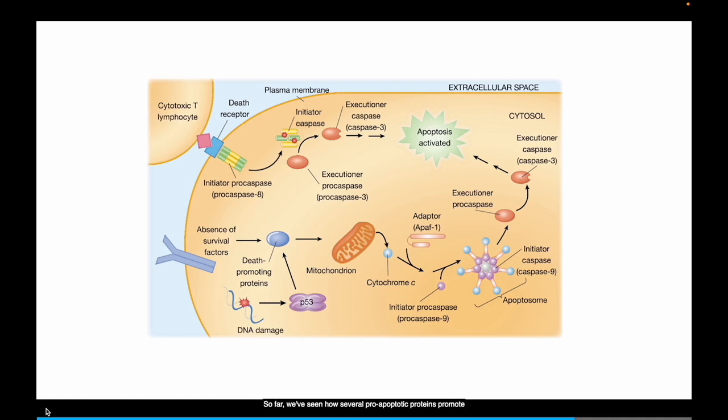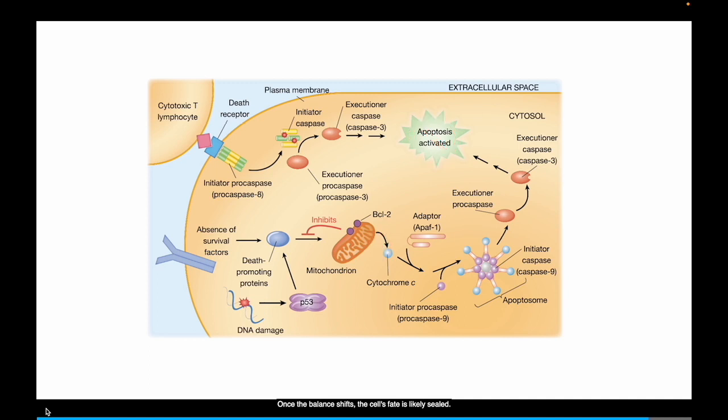So far, we've seen how several pro-apoptotic proteins promote cell death. However, many anti-apoptotic proteins are involved as well. Here you see the anti-apoptotic protein BCL2 at the mitochondrial surface, blocking the release of cytochrome C. This inhibits the action of death-promoting proteins, preventing apoptosis. In other words, pro- and anti-apoptotic proteins, influenced by cell signals, wage an ongoing battle. Once the balance shifts, the cell's fate is likely sealed.